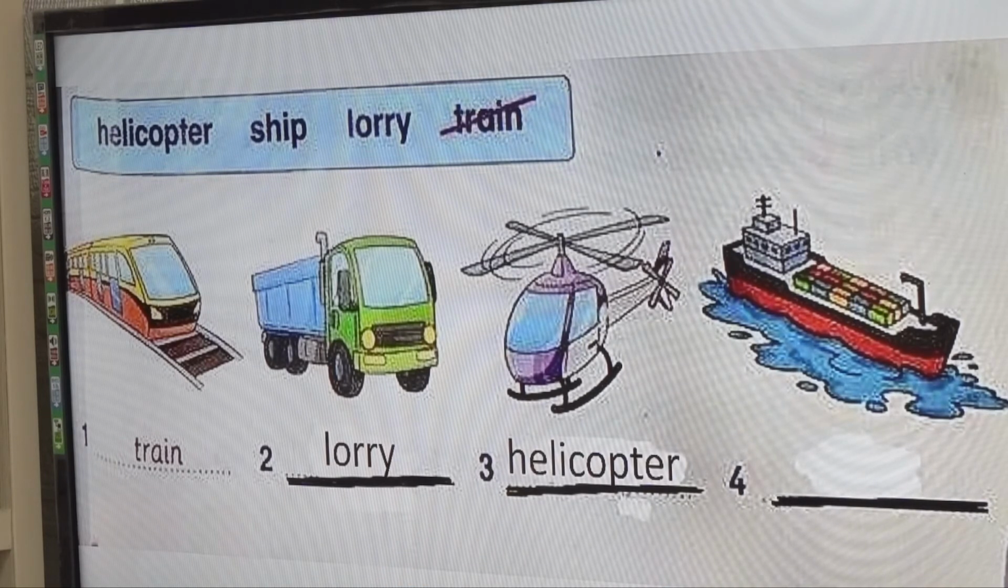H-E-L-I-C-O-P-T-E-R. Helicopter. Now if I'm too fast for you, you can look at the box. How to spell helicopter. The blue box, right?